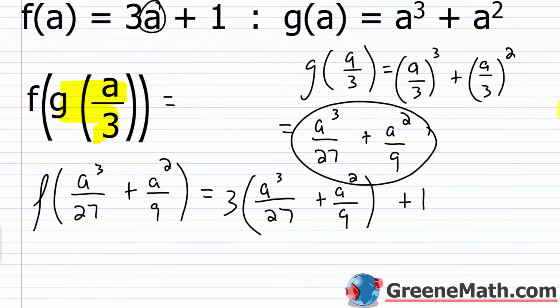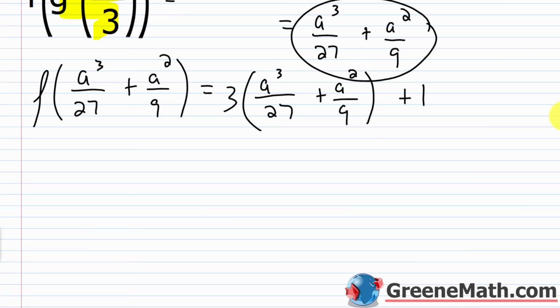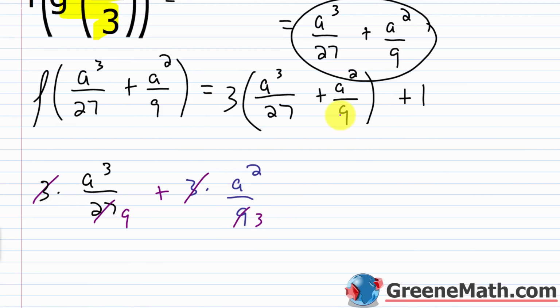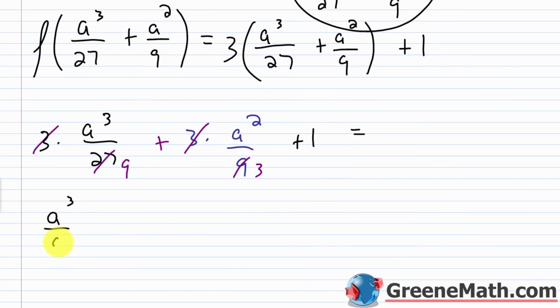Okay, let me scroll down and get a little room going. So if I multiplied 3 times a cubed over 27, what would happen? This would cancel with this and give me a 9. Then we'd have plus, if I had 3 multiplied by a squared over 9, this would cancel with this and give me a 3 here. And then, of course, we have that plus 1. So I would have a cubed over 9 plus a squared over 3 and then plus 1. Now, you could get a common denominator going if you want to, or you can leave it like this. This is perfectly acceptable: a cubed over 9 plus a squared over 3 plus 1.